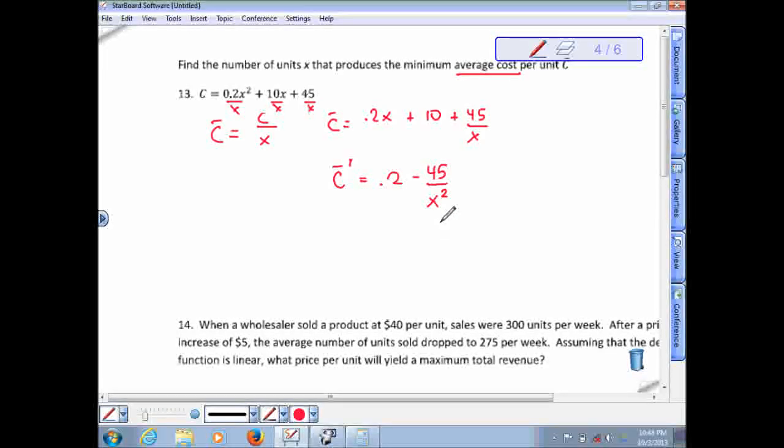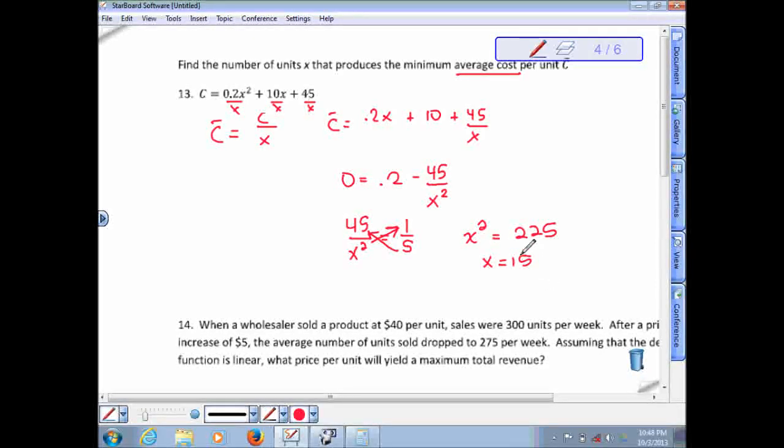over x squared. If we set this equal to 0, I'm going to add this term to the left side. It becomes 45 over x squared equals 0.2. I'm going to turn that into a fraction, it's 1/5, because 0.2 means 2/10, which is 1/5. Now, again, this is a proportion, it's two equal fractions, so we can solve by cross multiplying. We have x squared is equal to 45 times 5, which is 225. Square both sides to get x equals 15.